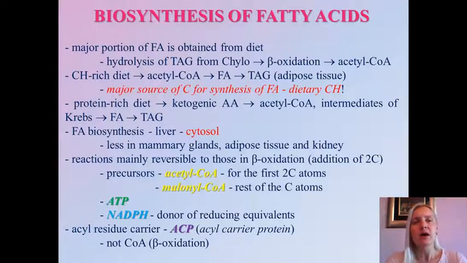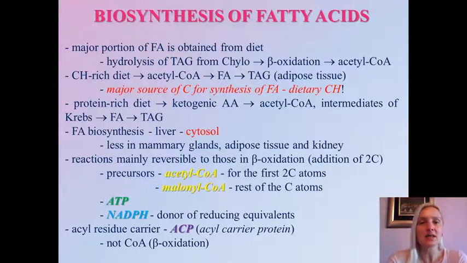So remember, a carbohydrate-rich diet starts with the digestion of carbs, and huge amounts of glucose are transferred to blood, and from blood into cells. Glucose undergoes glycolysis to form pyruvate. Pyruvate enters mitochondria and undergoes oxidative decarboxylation to form acetyl coenzyme A. Acetyl coenzyme A, of course, is going to enter the Krebs cycle in order to provide a certain amount of energy for the cell.